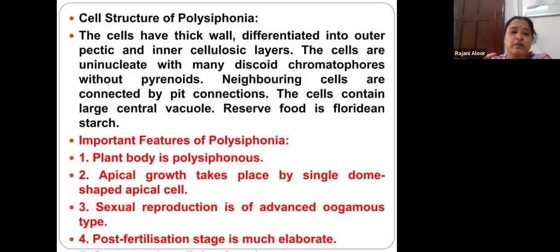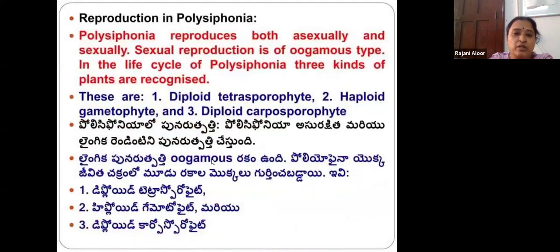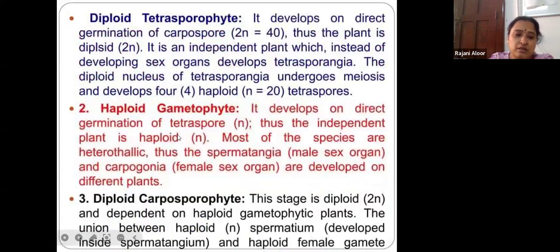Sexual reproduction is of an advanced oogamous type. Another important point is that post-fertilization stages are very elaborate in Polysiphonia, and the cystocarp is also most important. This is the structure, occurrence, and thallus of Polysiphonia. Did you understand this? Yes?